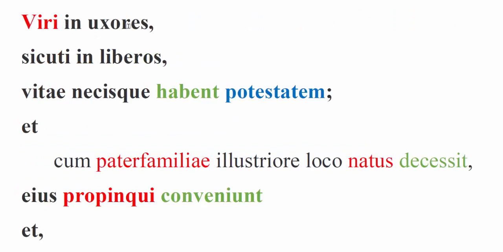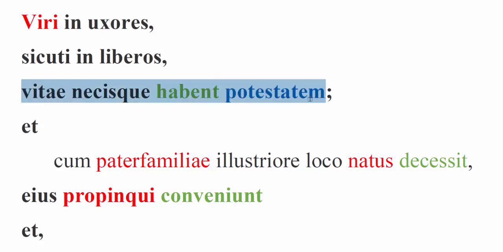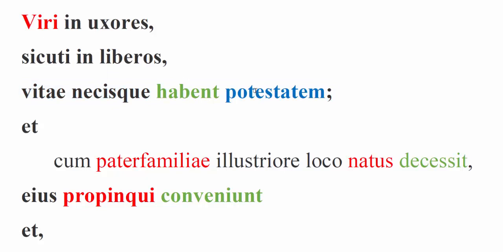Husbands, in this case with in uxores, just as with in liberos, we might say in respect to their wives, or we might even say over their wives. All right, because that makes sense with the idea that we get down here. Husbands over their wives, just like over their kids, have the power of life and death. Husbands have the power or the right of life and death over their wives, just as over their kids.